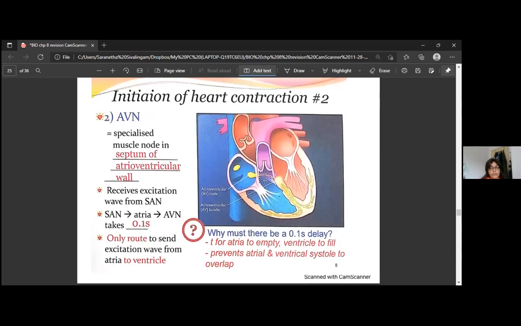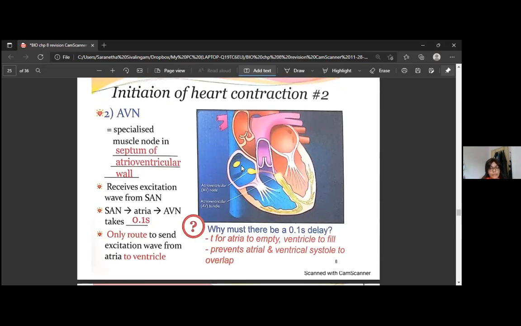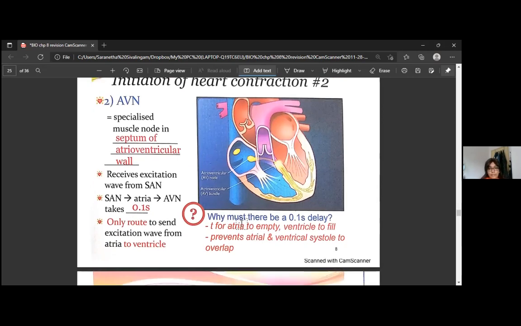The atrioventricular node is a specialized muscle node in the septum of the atrioventricular wall. It receives the excitation wave from the sinoatrial node, and when the excitation wave is passed from the sinoatrial node to the atria and atrioventricular node, it has a 0.1 second delay, and this is to ensure that all the blood has completely filled the ventricles first to prevent the atrial and ventricular systole from overlapping.